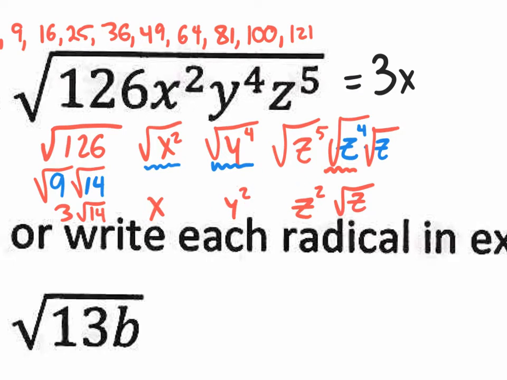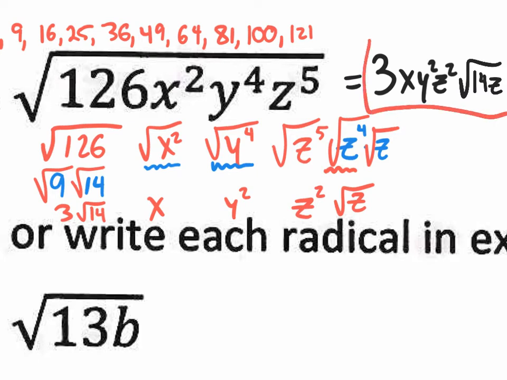Those don't have square roots, so let me write them in our answer. Y squared, z squared. And now it's time to write what we do have inside the roots together. We have a square root of 14 that can't be broken down any further, and we also have the square root of z. So let's put the 14 and the z together underneath one square root. So I'm going to put square root 14z. And that's it. That's your final answer. Let me box it in red. That's your final answer for this problem.